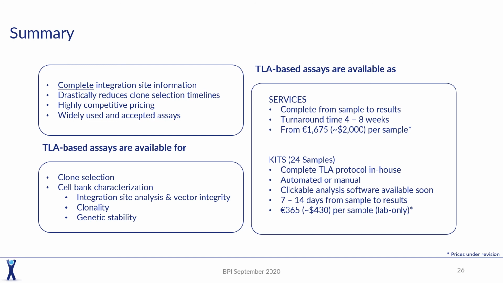TLA is available in different flavors, so either as assays for clone selection, cell bank characterization, such as MCB characterization, clonality, and genetic stability. And it's available in 2 options roughly. So either as a service, meaning that you submit the samples to us, and within 4 to 8 weeks, we provide you with detailed reports for less than $2,000 per sample. Or alternatively, we can provide you with a kit, sort of a DIY kit, that will allow you to perform TLA in-house, which can either be manually or automatically performed, for which we will soon release a clickable analysis software package. And Novartis has published that they can obtain data from clones to sequencing data within 7 working days for a very highly competitive price of around $400 per sample.